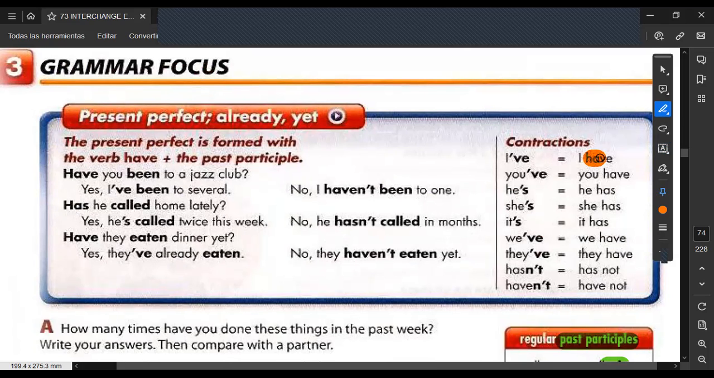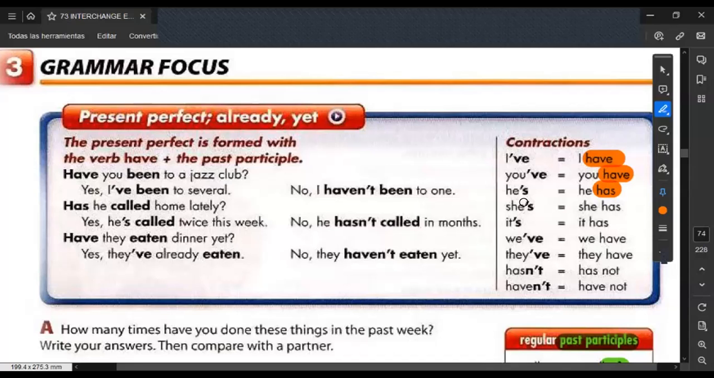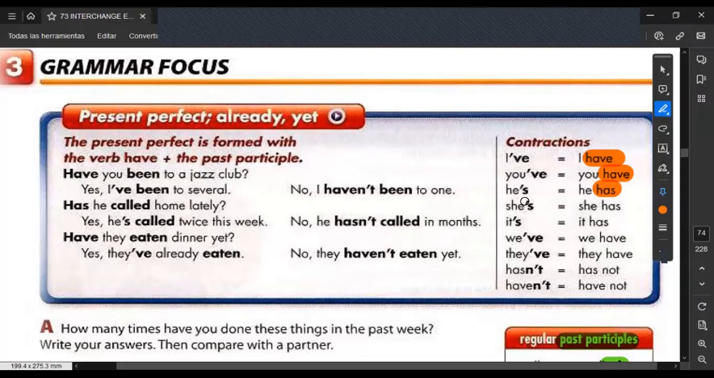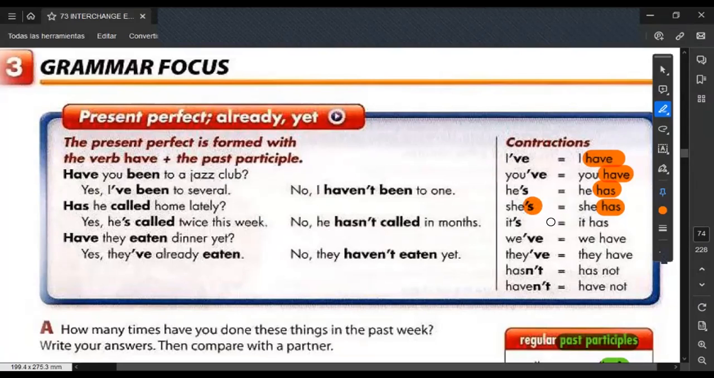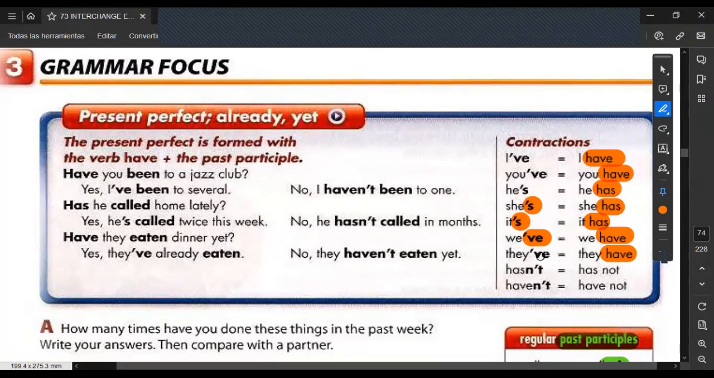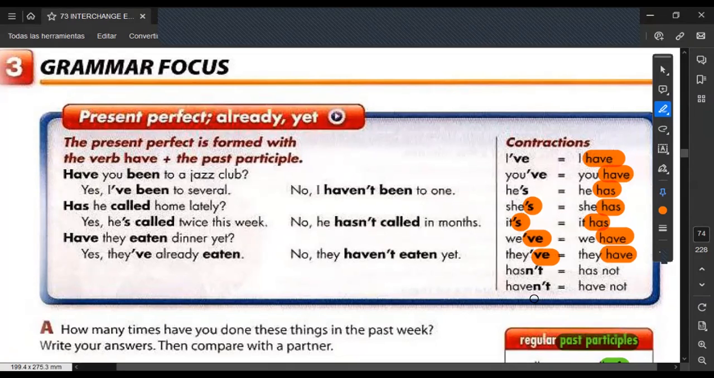Para la forma contraída, I have, decimos I've. You have, you've. He has, he's, ¿verdad? O sea que este he's puede ser el es, o el tiene. So, she's, she has. Okay? It's, it has. We have, we've. They have, they've. Has not, hasn't. Have not, haven't. ¿Verdad? ¿Tiene preguntas con las contracciones?